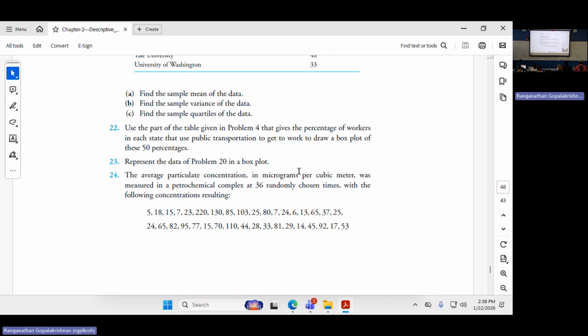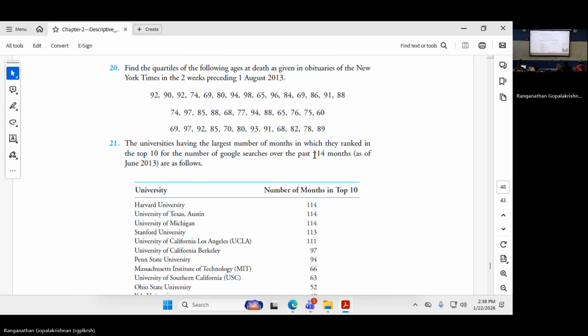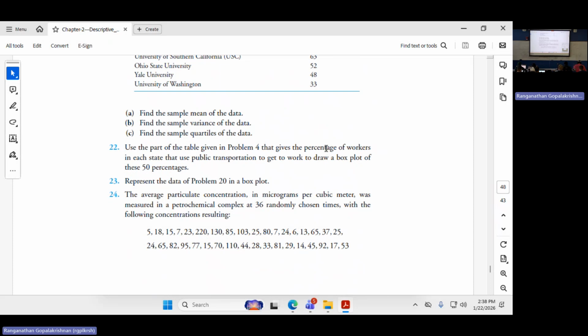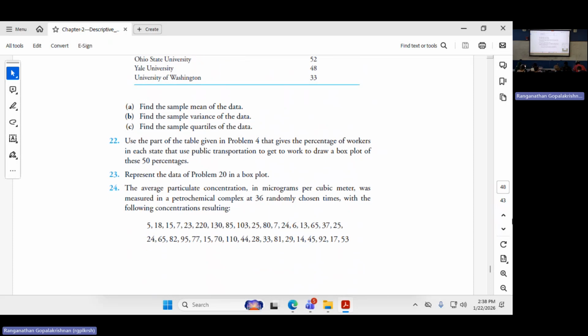This is page 48, chapter 2 of the 5th edition. If you have 4th, it might be different. So please do the histogram. We'll start at 240.